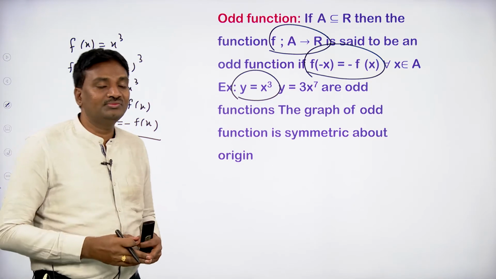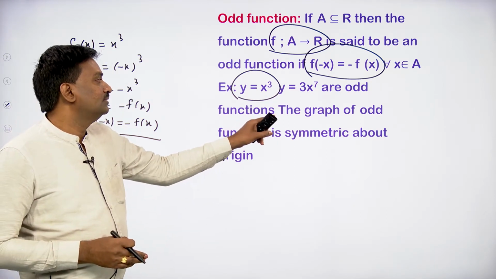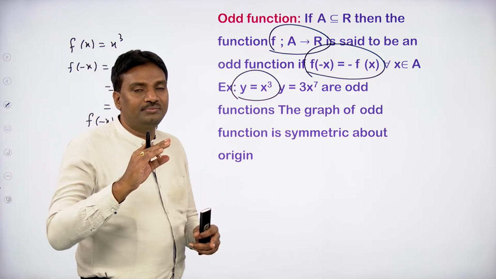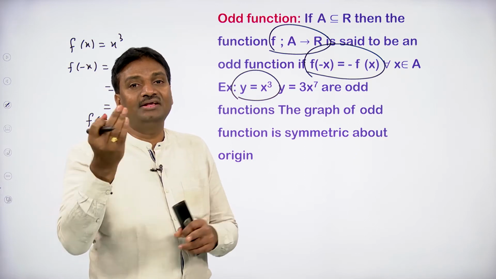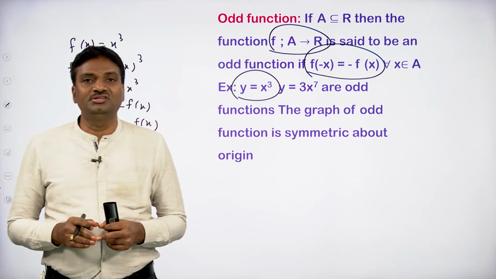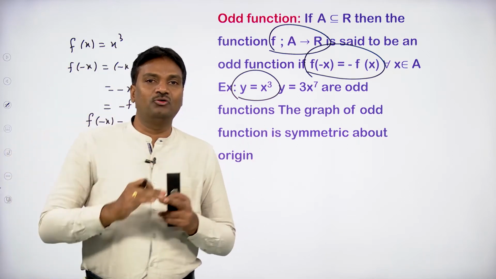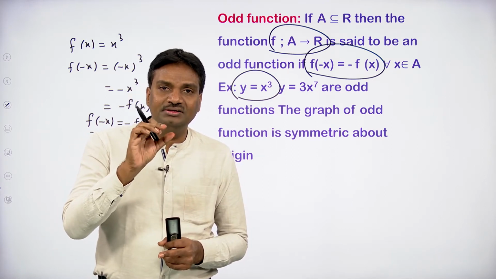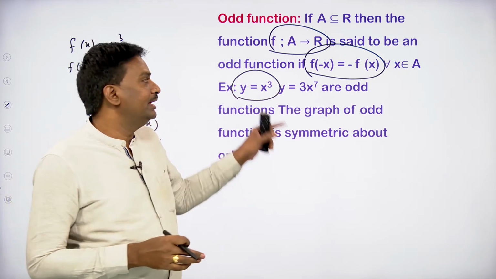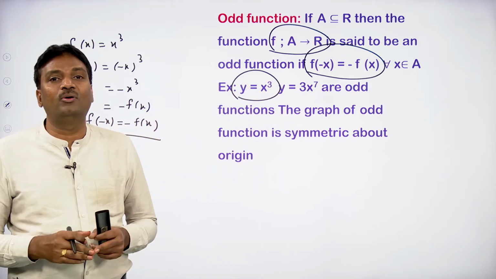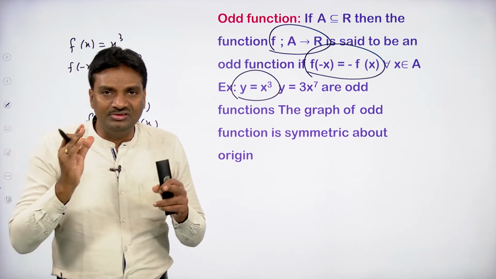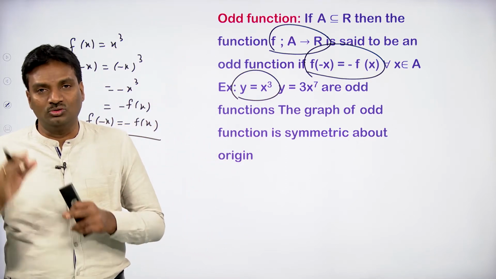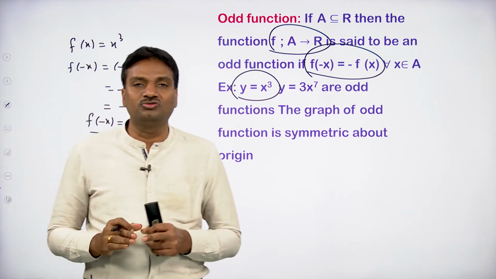Now let us discuss the graph of the odd function. The graph of an odd function is symmetric about the origin, means with respect to the origin the graph of an odd function lies in the opposite quadrants. So first and third, or second and fourth, like that. With respect to the even function, we can say the graph of an even function is symmetric about the y-axis.